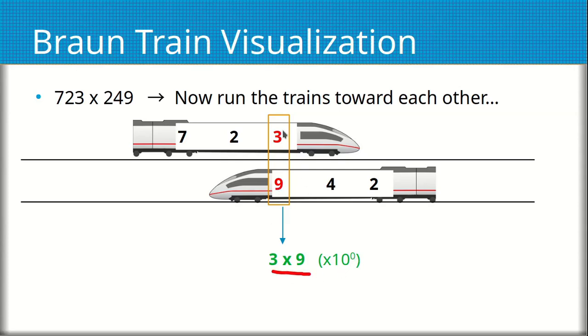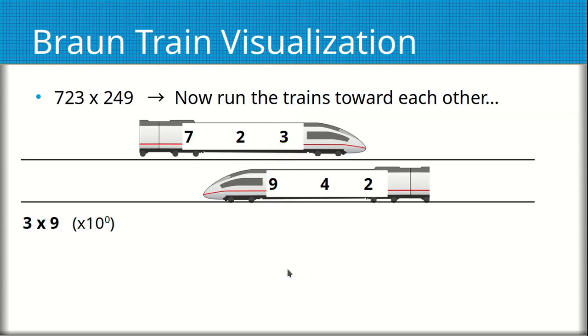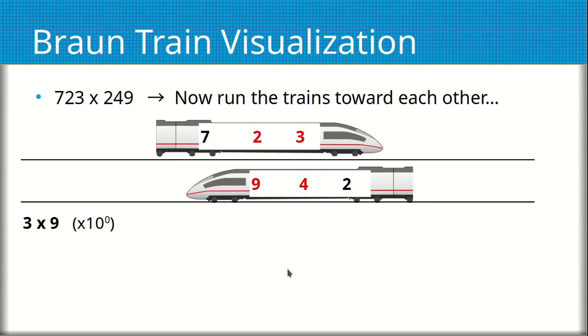That's a power of 0 because you've got a 10 to the 0 number multiplied by a 10 to the 0 number. So there's our first number match. Okay? We write it down. Keep racing the trains. Boom. All of a sudden, these numbers match up.